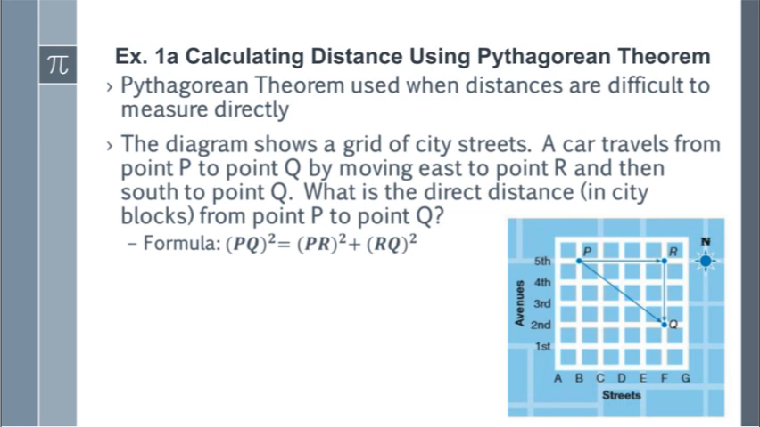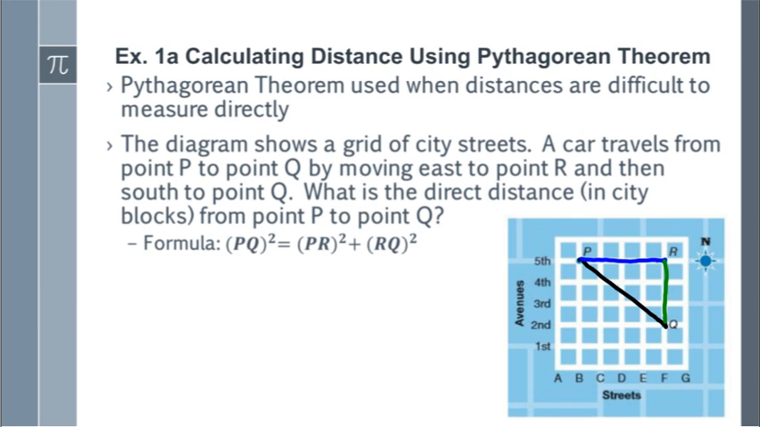So here it says the diagram shows a grid of city streets. A car travels from point P to point Q by moving east to point R and then south to point Q. What is the direct distance in city blocks from point P to point Q? So they want to know how many blocks it is from here down to here. We'll use the formula: the distance PQ squared equals the distance PR squared plus the distance RQ squared. So let's do that first.